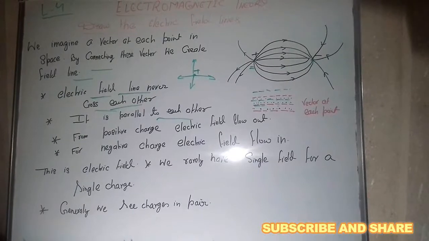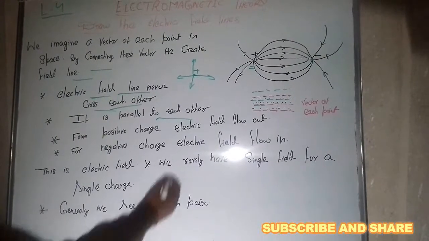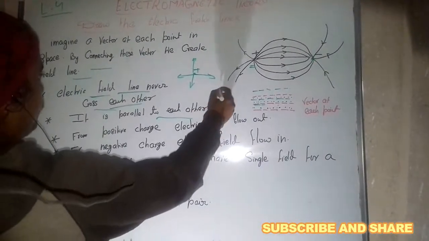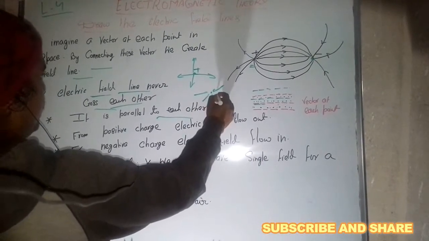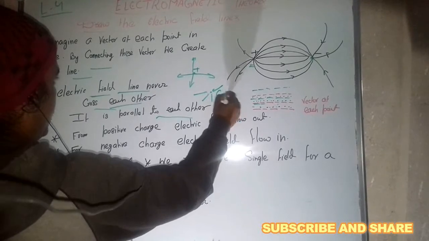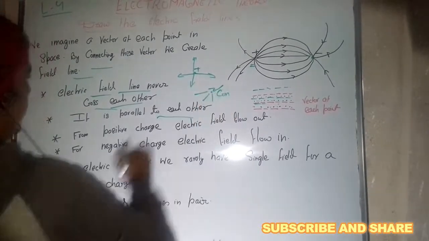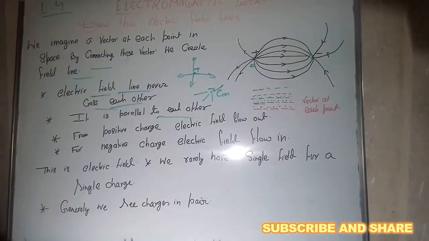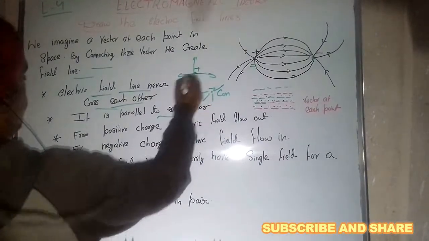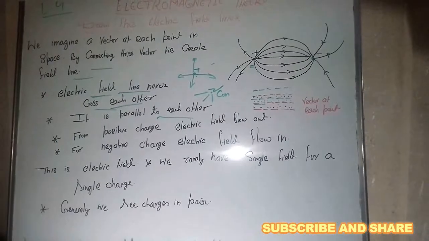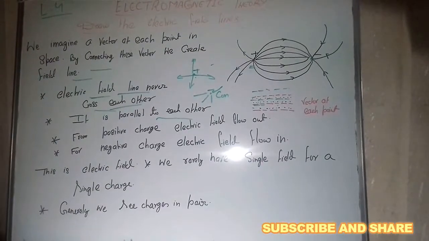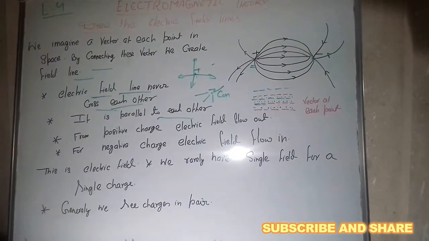And if the charge is negative, then the electric field lines will flow into the charge, or converge at the negative charge, and for the positive charge they will diverge from the positive charge. And this is the concept of electric field lines.